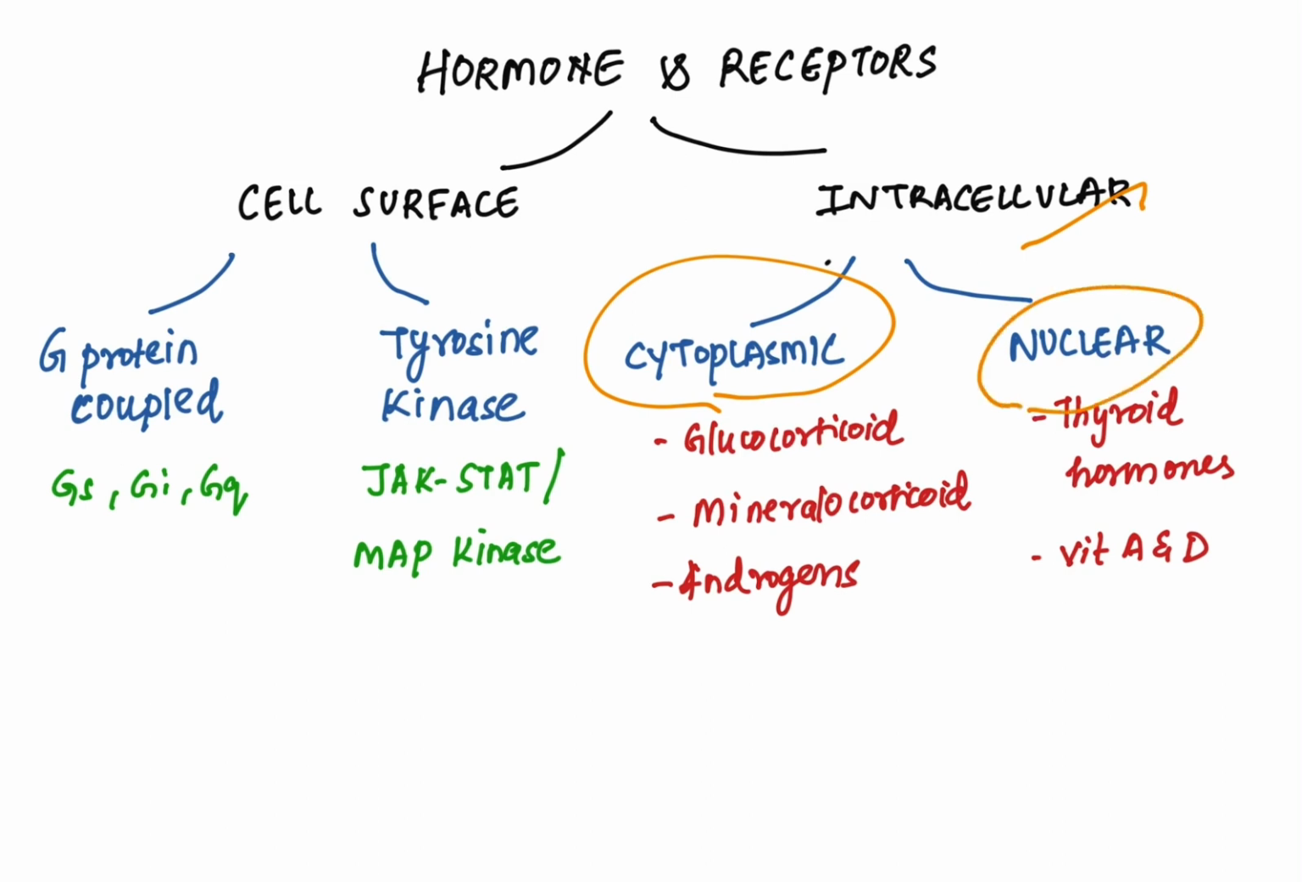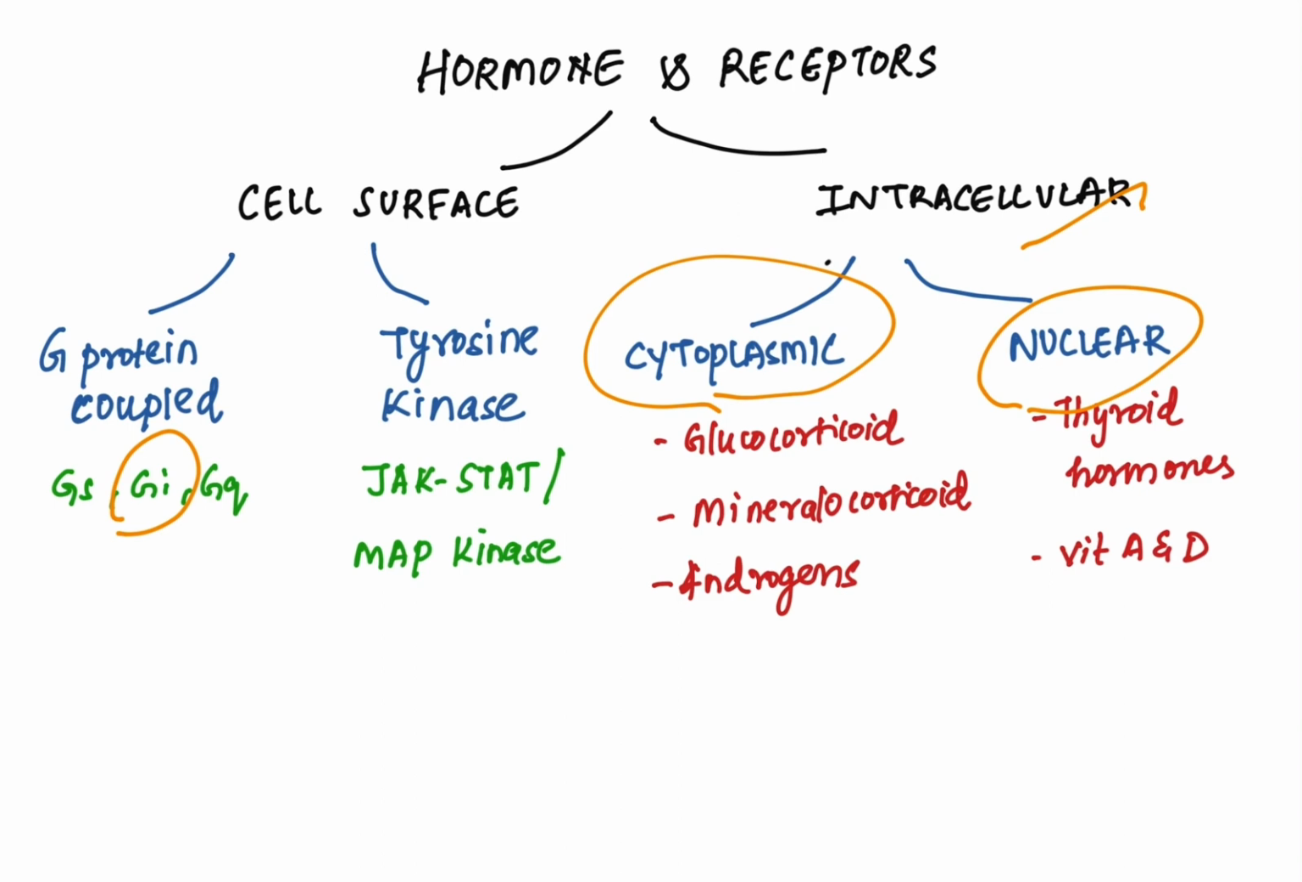Note that even though the cytoplasmic receptors are present in the cytoplasm, once the hormone receptor complex is formed, it moves to the nucleus for its action. On the other hand, cell surface receptors are G protein coupled and tyrosine kinase receptors. Under G protein coupled, we have three categories: G stimulatory, G inhibitory, and GQ subtype. G stimulatory and GQ are stimulatory, while GI is inhibitory.